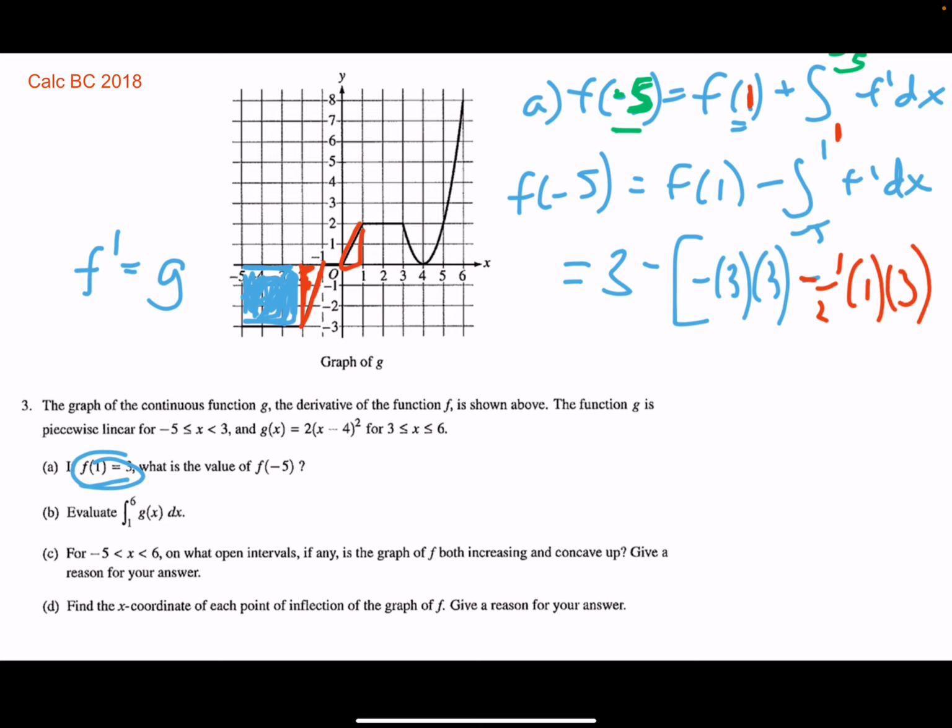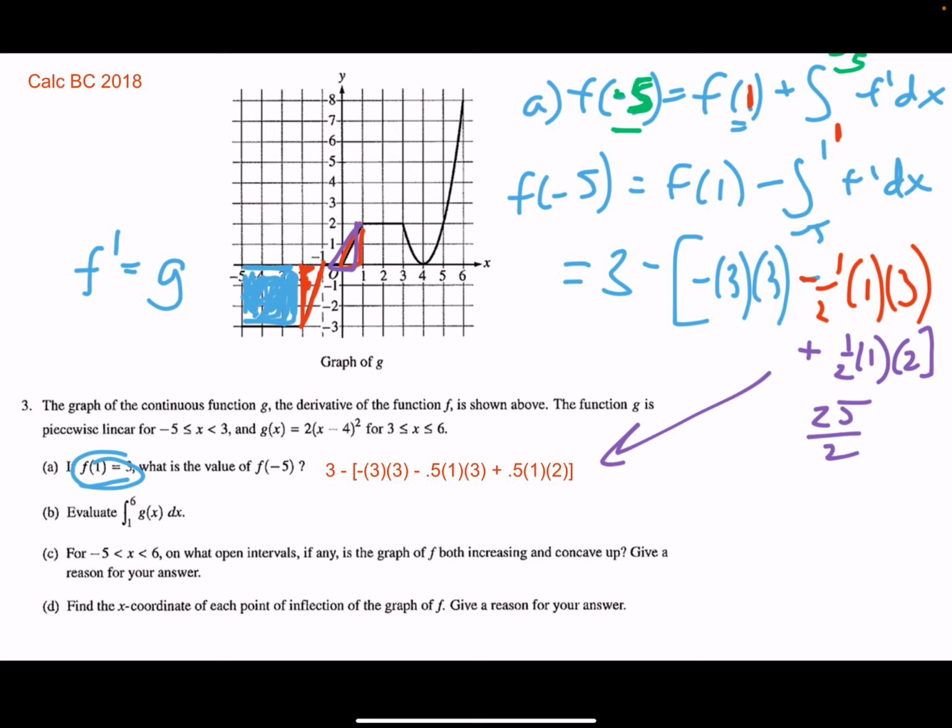And then my last one, I'm going to make that a purple triangle. I'm going to be adding that, and it's going to be 1/2 base 1, height 2. So I should leave it like this, and let me just write it a little nicer because it looks like a total disaster right now. Okay, and I would just leave it like that. If you do simplify it, you will get the value of 25/2, I believe. Please don't evaluate that. Set it up and walk away.